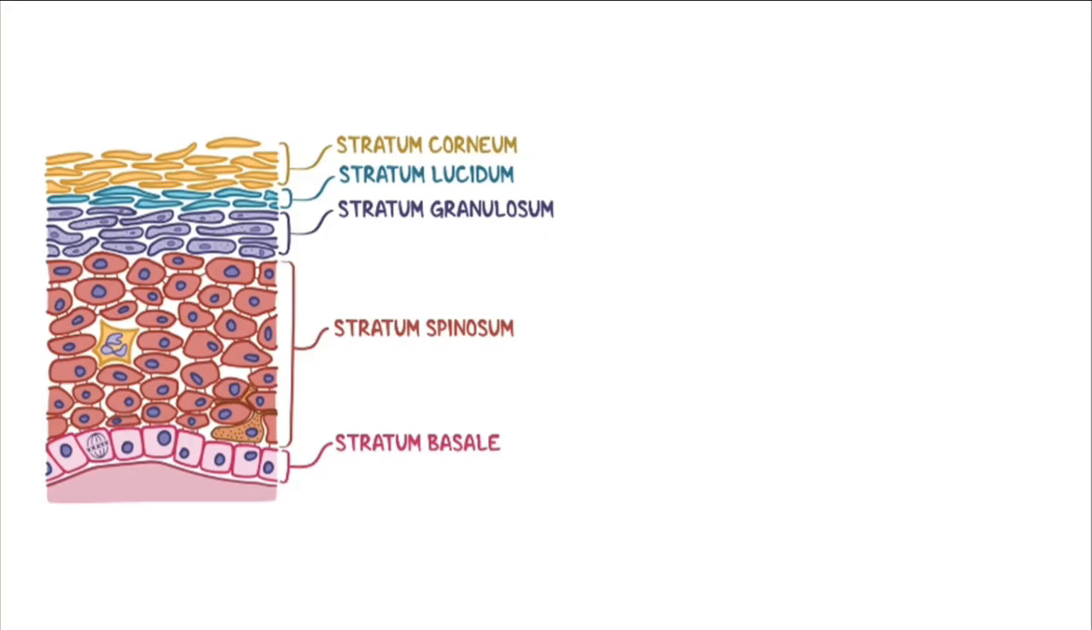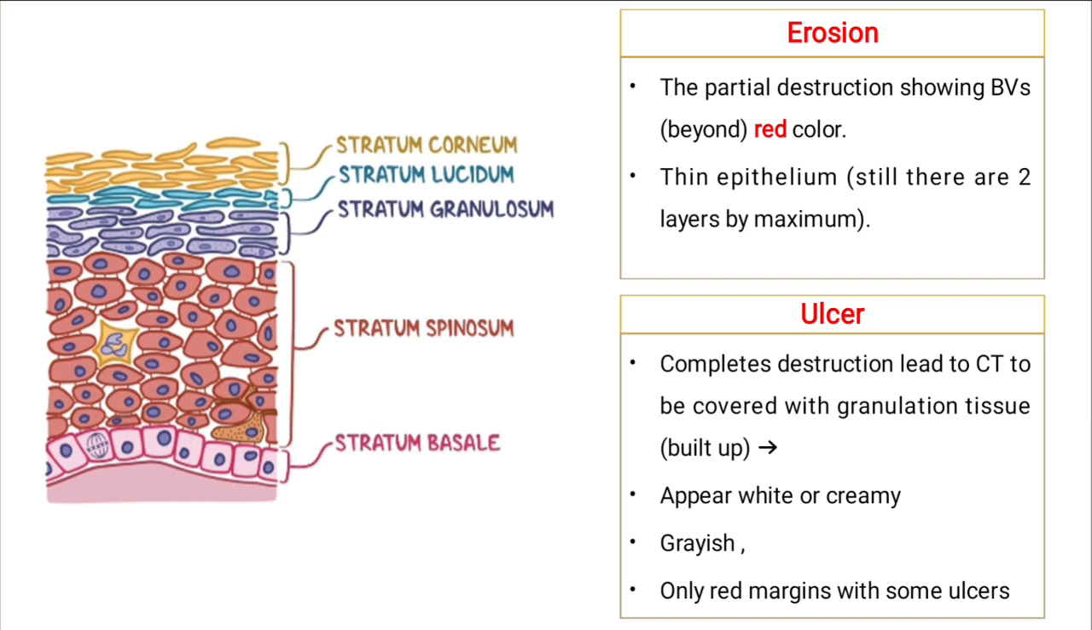To understand it more, you have to memorize the layers of the epithelium. Starting with the stratum corneum, or corneal cell layer, then stratum lucidum, stratum granulosum, then stratum spinosum, or spinous cell layer, and the last one is the stratum basale, or basal cell layer. So what's happening here? In an ulcer, the complete destruction leads to connective tissue being covered with granulation tissue.